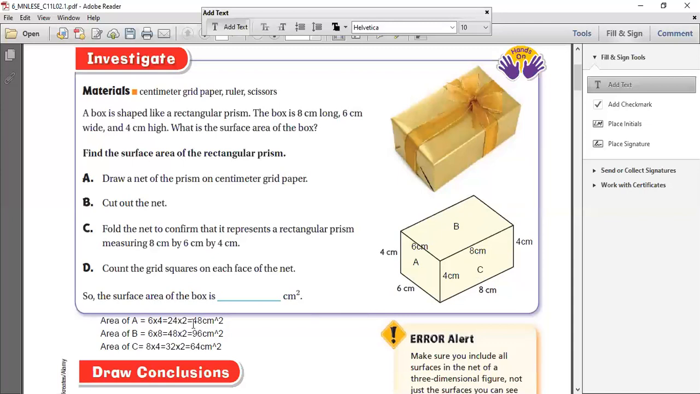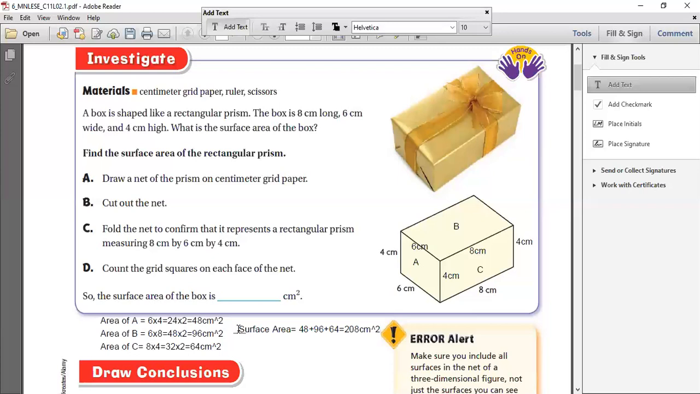Of course not. Why? Because surface area means the whole area of all the outer parts of this figure. So to find the surface area, we are going to add all of it. Area is going to be 48 plus 96 plus 64. Okay, so how much is 48 plus 96 plus 64? That's going to be giving you 208 square centimeter.